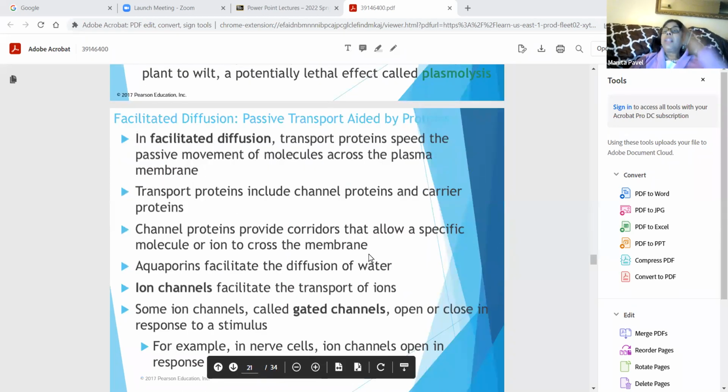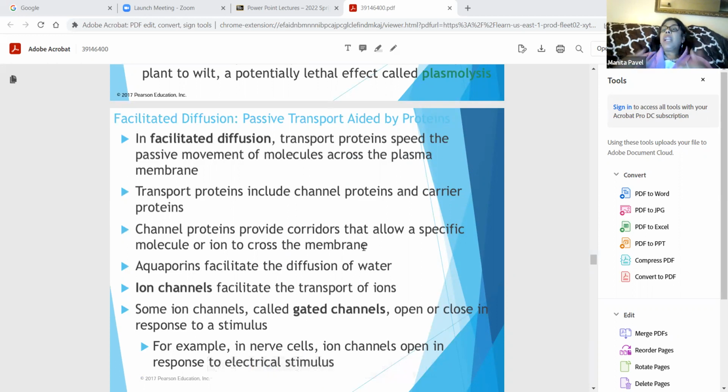So let's look at the third scenario. So we finished osmosis, we finished diffusion, and now facilitated diffusion. Facilitate in English means to help.